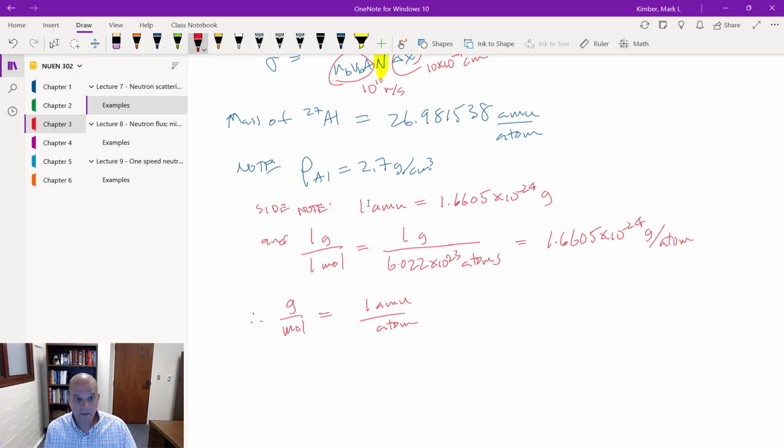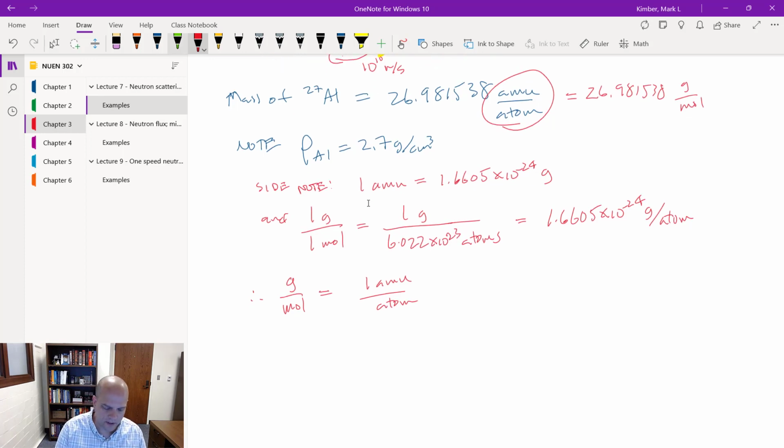And so because I can look up AMU, or I have it just spit it out, I just need to recognize the fact that these units are identical. AMU per atom is identical to gram per mole. And so if I know that the AMU up here for my aluminum is this many AMU per atom, I also know that it's going to be equal to 26.981538 grams per mole. And so I can use that. That's what I'm going to use to calculate. This is the thing to remember.